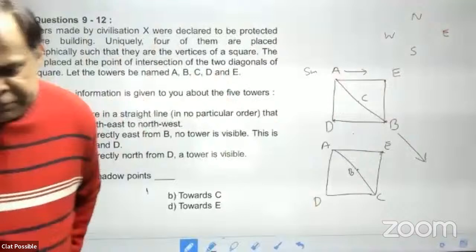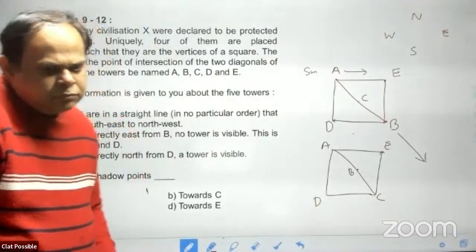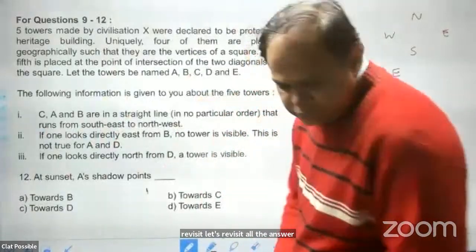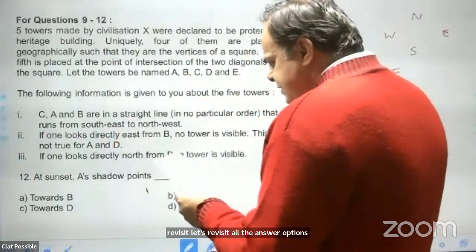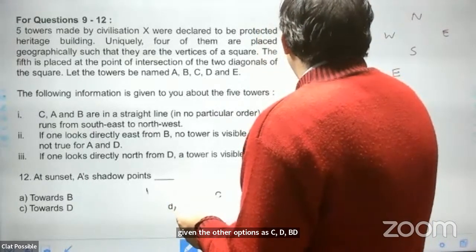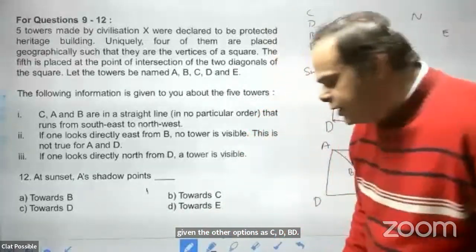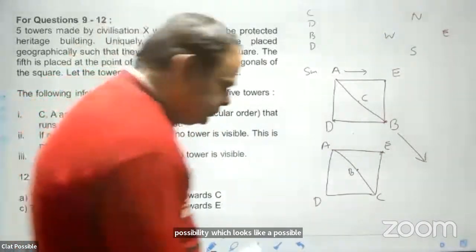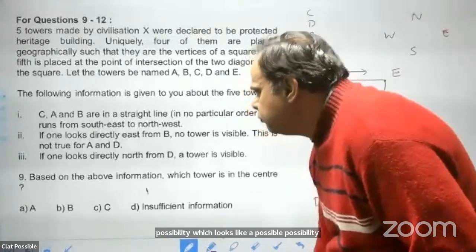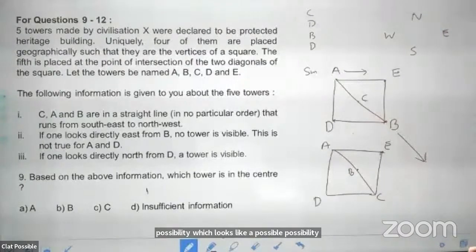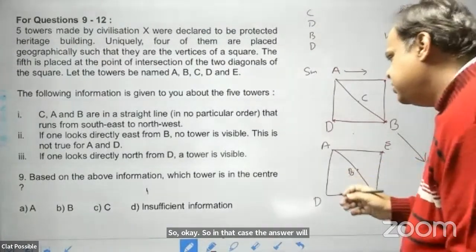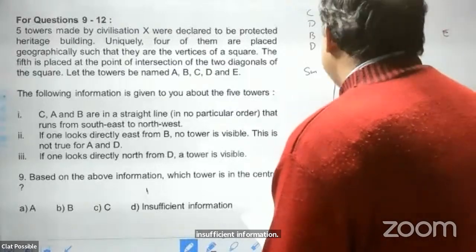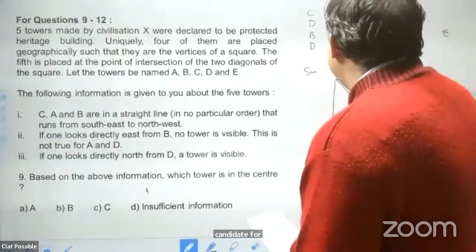Then in that case, yes, just revisit. Let's revisit all the answer options. What I have given the answer options as C, D, B, D. Let's look at the other possibility, which looks like a possible possibility. So in that case, the answer will be insufficient information, because you're saying that B also could be a possible candidate for the tower in the center. So in that case, the answer will be D.